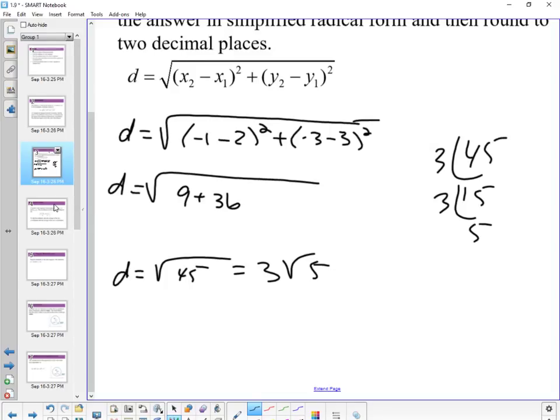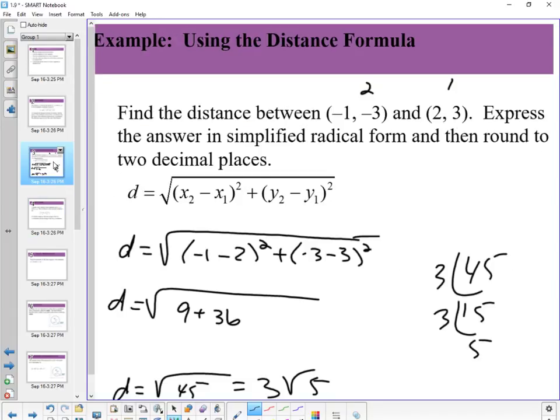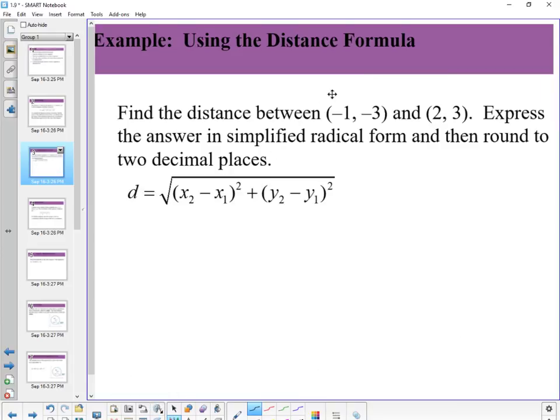Can I change the slide? Yeah. All right. Let's go back to here. I'm going to clear this up. Somebody give me some coordinates, please. 3 and 6. 3 comma 6. And then -1. Say that one more time. -1 and -5. Okay.